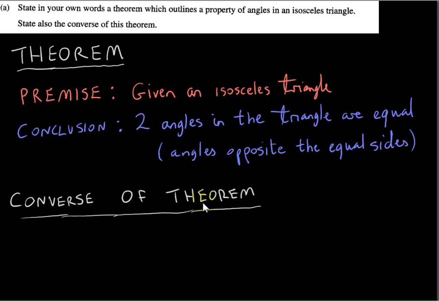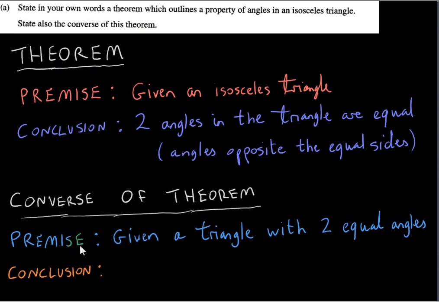Now, to get the converse of any theorem, we start with the conclusion of the original theorem and deduce the premise. So we just reverse this here. So the conclusion of this theorem becomes the premise of the converse of the theorem. So what is the premise for this theorem? Or sorry, what is the conclusion? The conclusion is that we are given a triangle with two equal angles. And what can we conclude from this? Well, we can conclude that this triangle is isosceles.